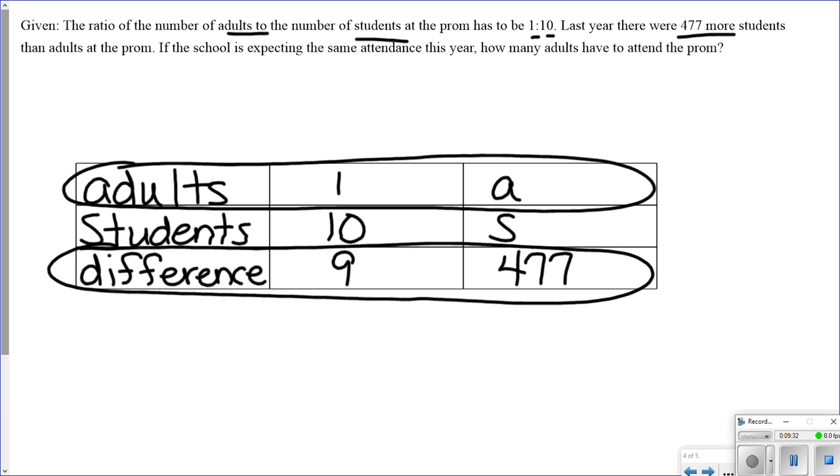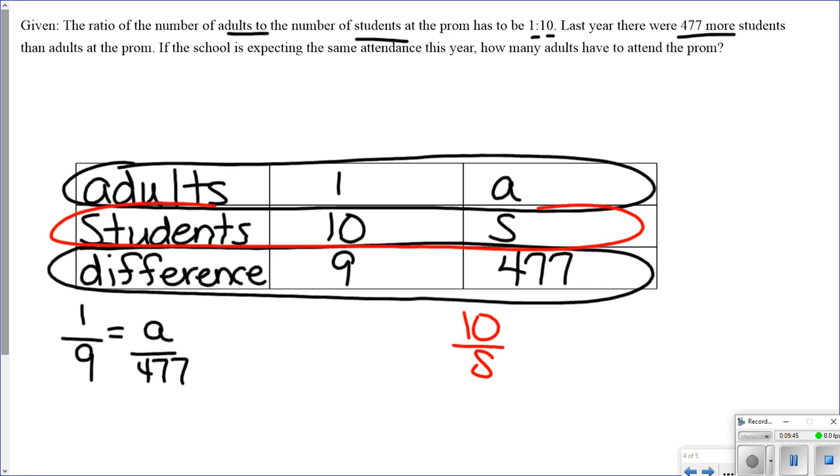To set up the first proportion, so we have 1 over 9 equals A over 477. And then we will need the student information, not 10 over S, it's 10 over 9 equals S over 477.